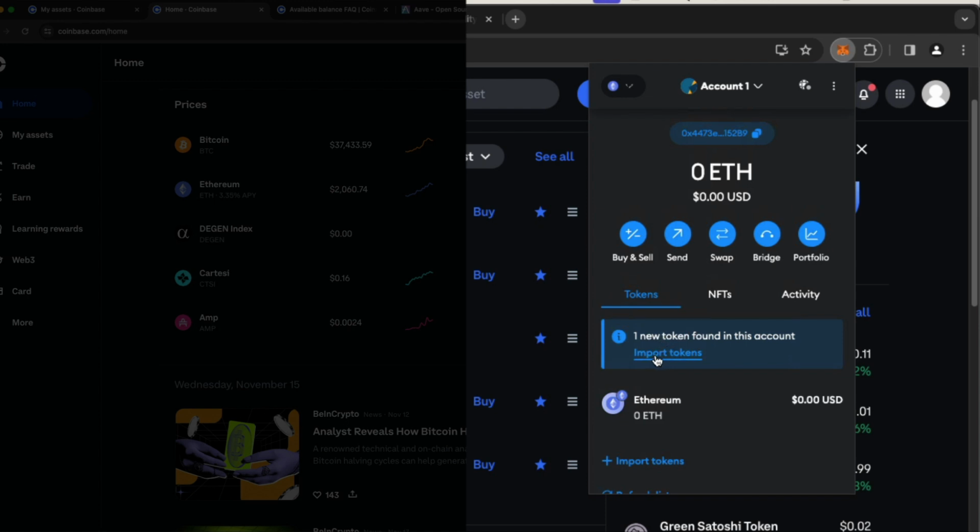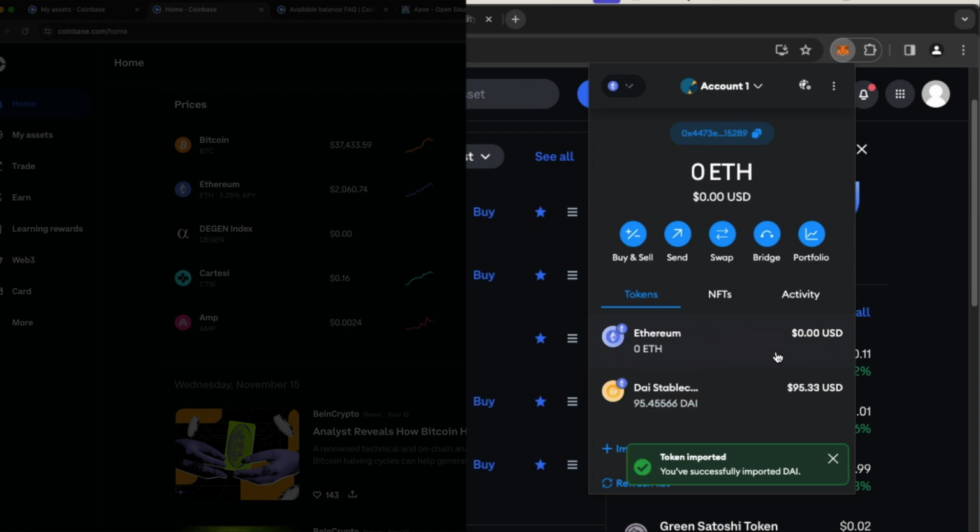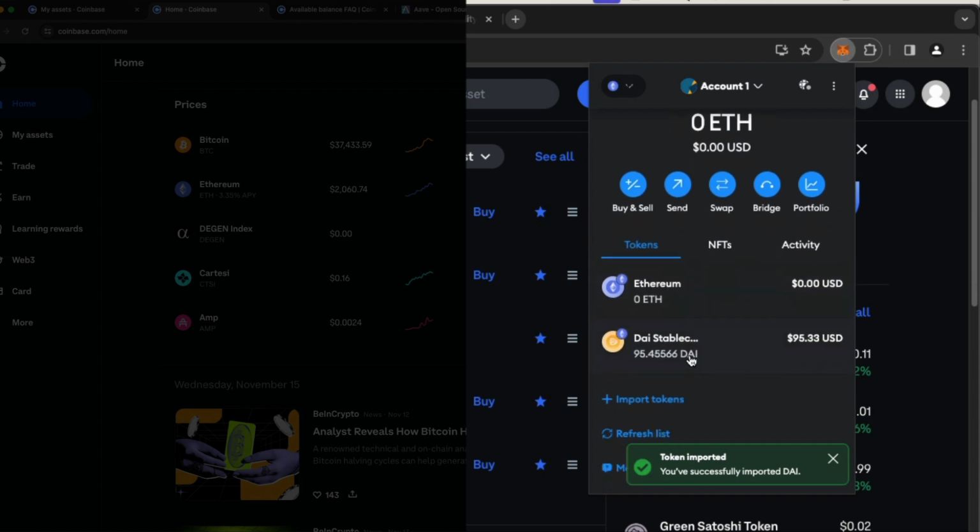So I'm just going to go ahead and hit import tokens. And look at that. It said found one new token, and there's our token. And it tells us that we have $95.33. So I'm going to go ahead and import that. Just means that we can view it now in our wallet.